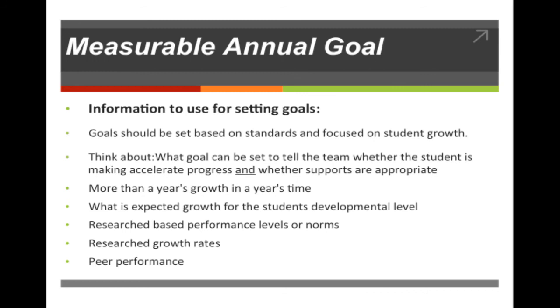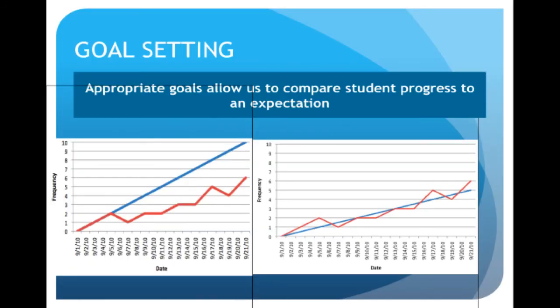Some options teams may use to consider appropriate standards would be using research-based performance levels or norms, such as DIBELS Next benchmarks, early learning standards, curriculum-based measurement standards, college-level entrance expectations, also using research growth rates, peer performance, and other locally developed norms are also appropriate. Appropriate goals allow us to compare student progress to an expectation. It is important to ensure we are setting solid, ambitious goals for students in each goal area. Without setting ambitious goals, we are unlikely to close the gap for students.